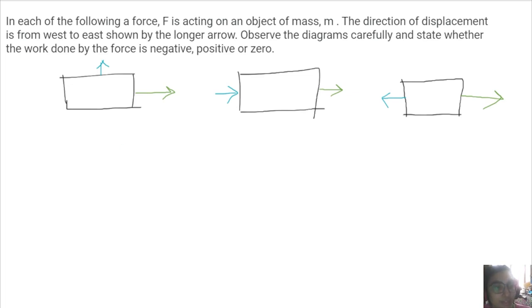The first question is very simple, and we have discussed it as examples when we talked about work and how we consider work to be negative, positive, or even zero. So this is a sum based on those concepts. It says that a force F is acting on an object of mass m. The direction of displacement is from west to east.